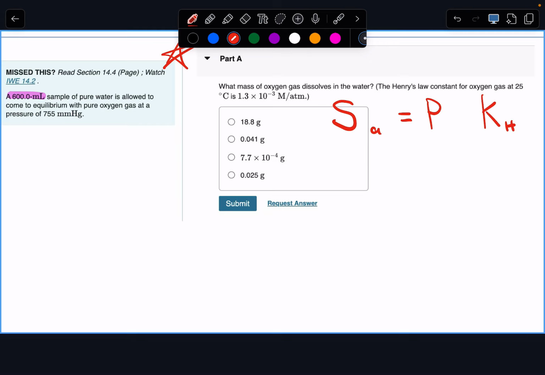What mass of oxygen gas dissolves in water? So, okay, first red flag, it's asking for grams, mass. So that's going to be a little bit different. I'll go ahead and convert the pressure for you, which is 0.993 atmospheres. Okay. So what I would say is start with what you know. Start with the Henry's law equation. You know you're going to use that because they give you a constant, right? And then see where that can lead you to help you figure out a number of grams.